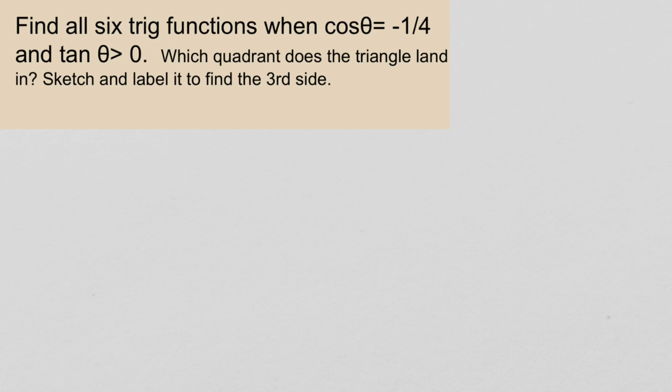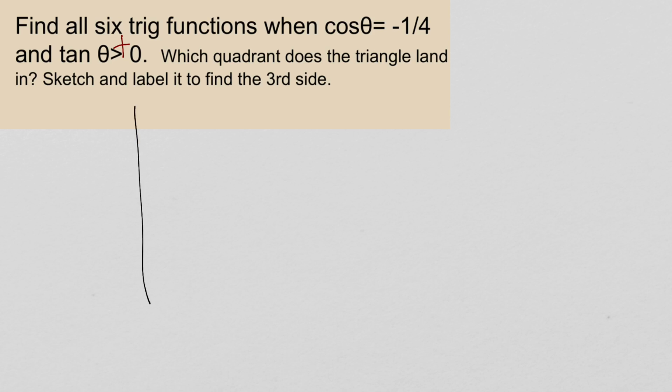Now we're going to be given a question where we have to figure out all 6 trig functions, and they're giving us certain specifications about this angle. So they're telling us that the cosine of this angle is negative 1/4, and at the same time, its tangent is greater than 0. So that means tangent is positive. Which quadrant does this angle land in? We're going to sketch and label it.